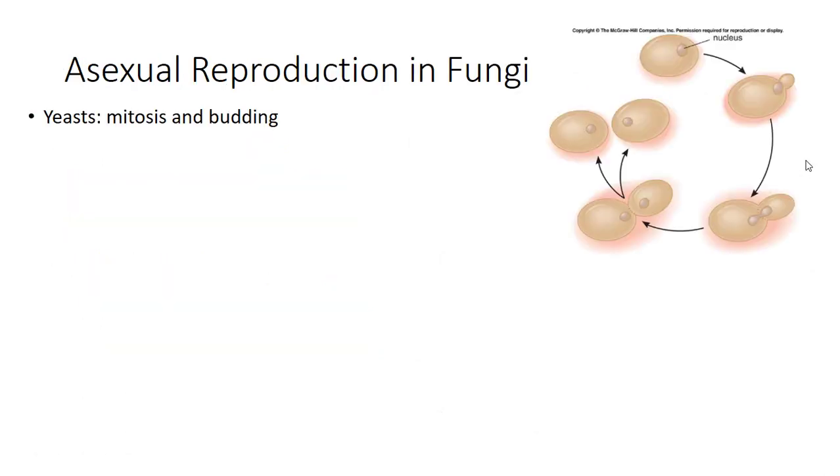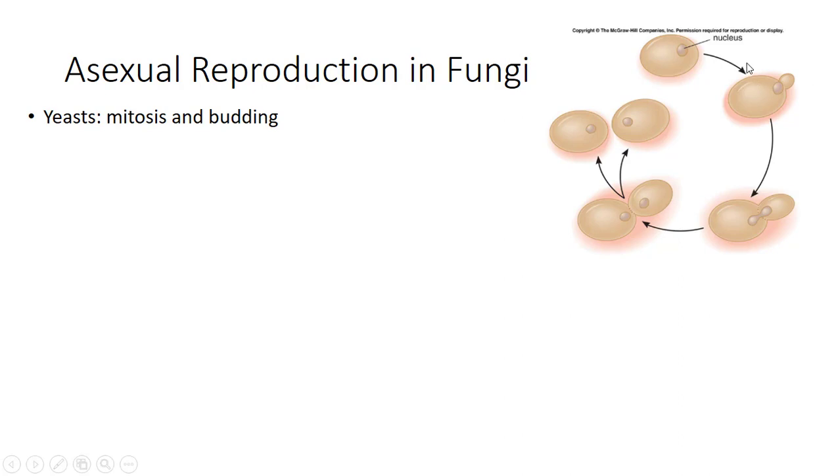Fungi also reproduce asexually and in two ways. So yeasts, for example, which are the only unicellular type of fungi, can reproduce via mitosis, which would be similar to binary fission in bacteria. So you have one cell that splits into two. We can call it mitosis now because this cell has a nucleus, is eukaryotic.